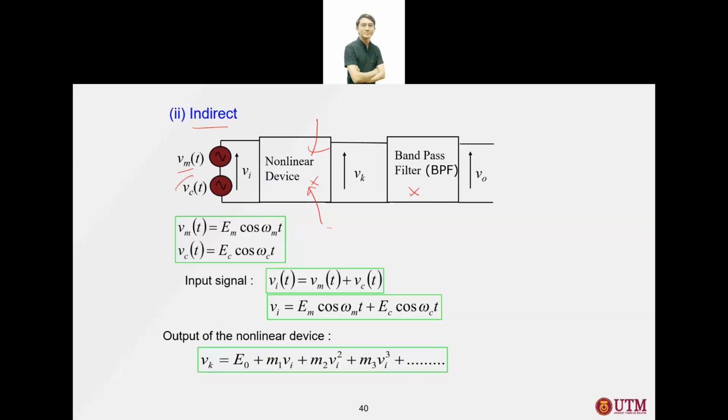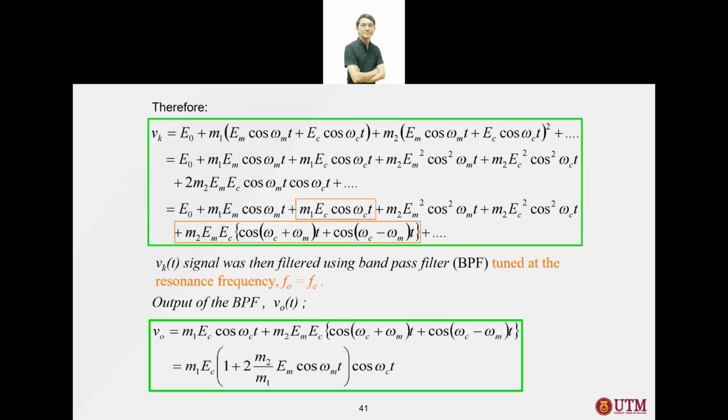So VMT and VCT are in series together. They are actually Vi, where Vi equals VM plus VC, going through the non-linear device. This is your input signal, and then the output of the non-linear device, VK, is E0 plus M1 Vi, M2 Vi squared, M3 Vi cubed, and if you have 4, M4 Vi to the fourth, and so on. Again, no need to see what is inside. Just understand this will do.